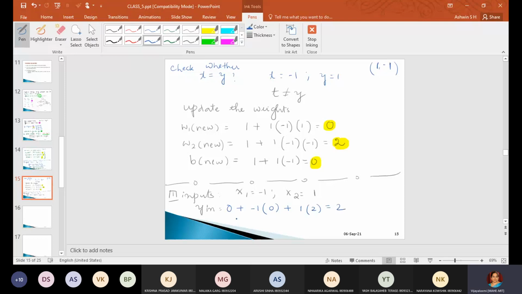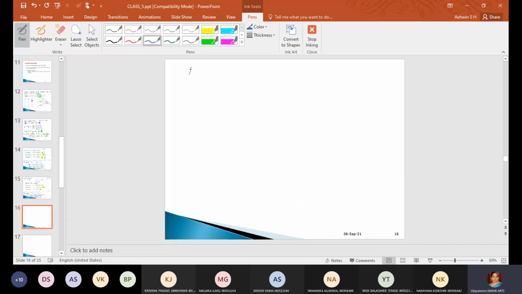So what is y? y is equal to f of y in. If it is greater than threshold, then the output is 1. Here threshold is 0, our y in is 2, so the output is 1. This is an important part. So you have got y equal to f of y in, which is equal to 1. Now what is the target value? Target value is minus 1. What is y we have got? y we have got is 1. So T is not equal to Y. Now update the weights.